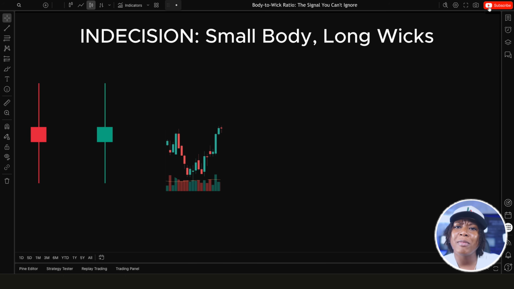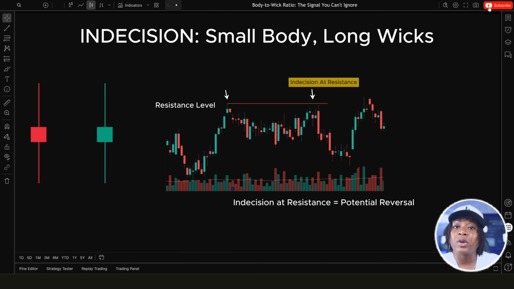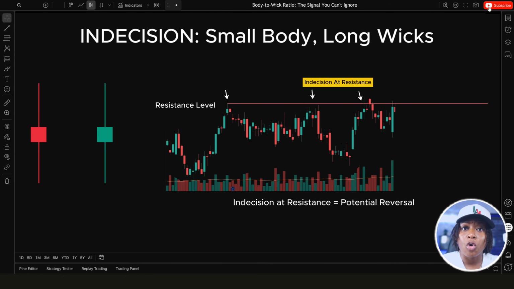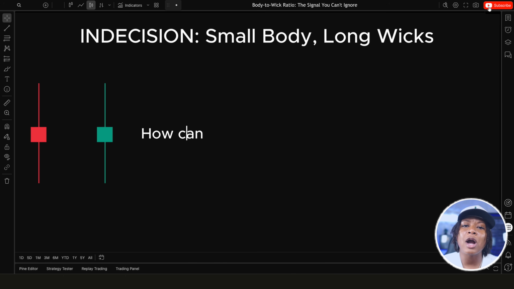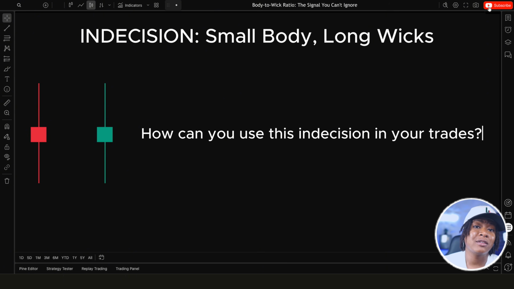Here's an example. You might see this show up during a retest of a support or resistance level. So the market around this area is struggling to decide which way it's gonna go. So how could you use these indecisive candles in your trades?